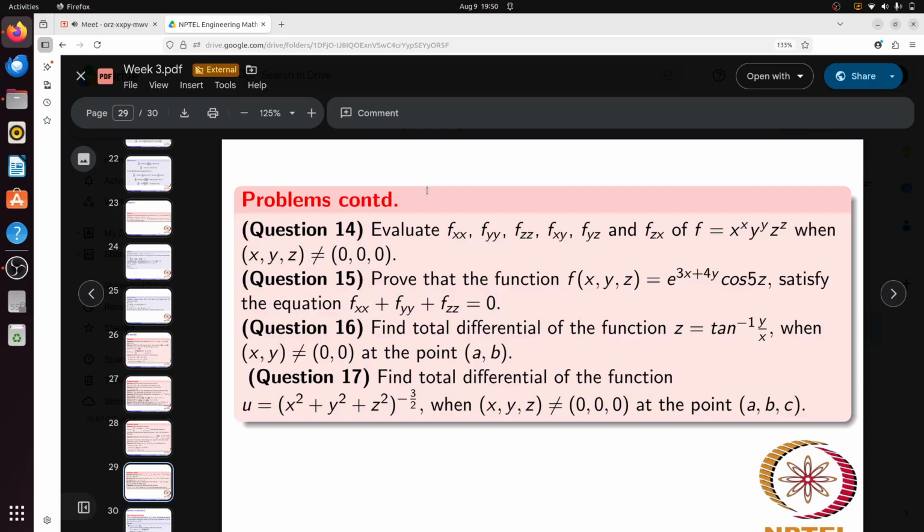I just computed fxx and the answer is x to the power x, y to the power y, z to the power z into 1 plus log x whole square plus 1 by x.